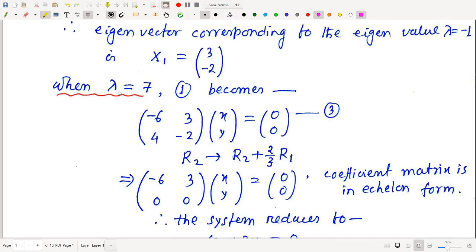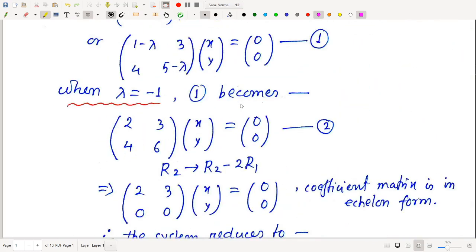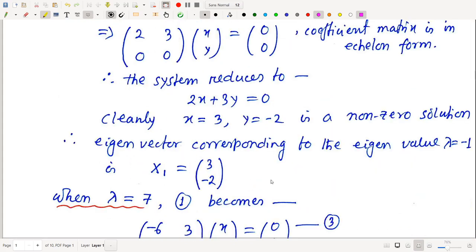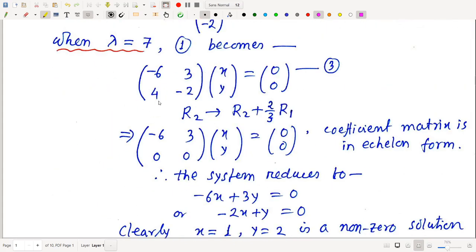Okay. Now when lambda equals 7, system number 1 becomes: putting lambda equal to 7, it will be minus 6, and 4 minus 7 gives minus 2... so minus 6, 3 and 4, minus 2. Now again we apply an elementary row operation to convert this coefficient matrix to echelon form: R2 plus 2 by 3 R1. 2 by 3 R1 will give us minus 4 plus 4, 0. And incidentally this is also 0 here.